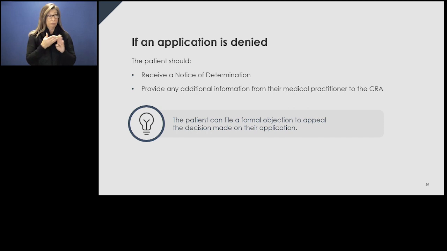If an application is denied, the patient will receive a notice of determination from the CRA explaining why the application was denied. If your patient disagrees with the CRA's decision and has additional information, they can send it to the CRA. We will review their file again using the new information provided. The patient also has the right to file a formal objection to appeal the decision. The time limit for filing an objection is 90 days after the CRA mails the notice of determination.